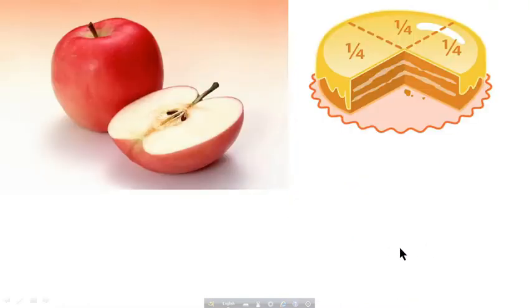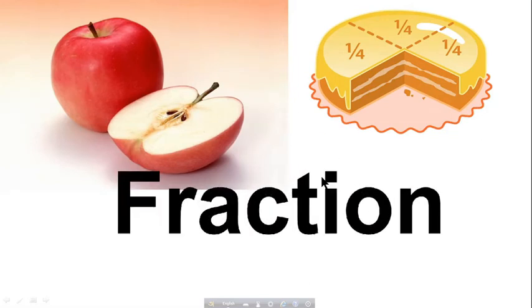Next, in this image, we have seen a full apple, a half apple and a cake. 1 out of 4 has been eaten, and 1 out of 4, 1 out of 4 more. Total 3 out of 4 is contained here, and the remaining part is here. So all this part is called fraction.